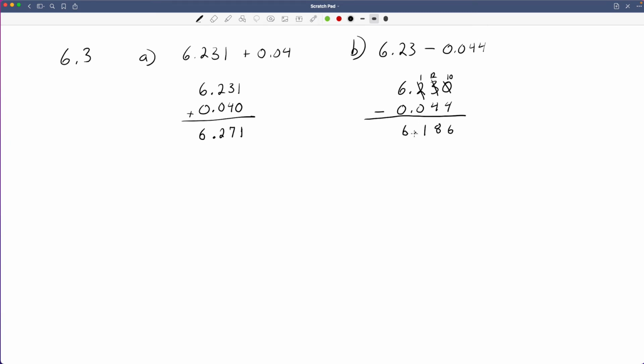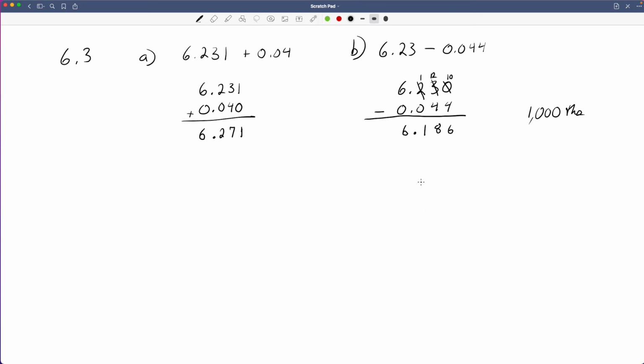Make sure we bring our decimal point straight down. And our answer is 6 and 186 thousandths, because we have 3 places, and that would be the thousandths place, right? Because we have 3 zeros and the th on the end.